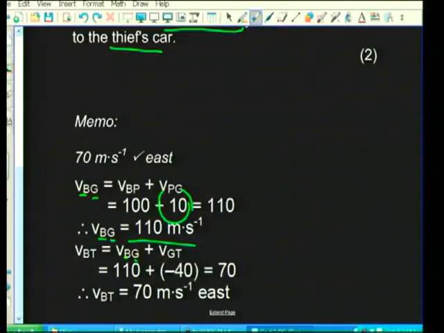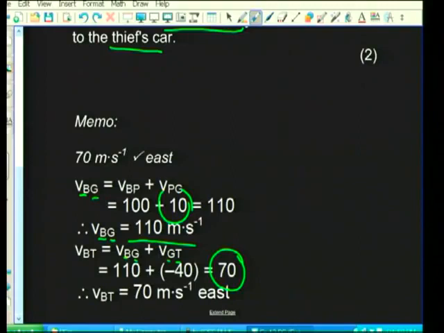What about the bullet to the thief's car? This is now taking it further to actually answer the question. Well, the bullet to the ground was 110. We've just worked that out, going at 100 meters per second, including the extra 10 from the patrol car. And we know that the thief relative to the ground, or the ground relative to the thief, was 40 meters per second. Once again, they're going in the same direction. The bullet's being fired and the patrol car is moving off in the same direction, and so the difference between the two needs to be worked out, and that's why we use a negative value. So again, you come out with your number, 70 meters per second in the direction being east.